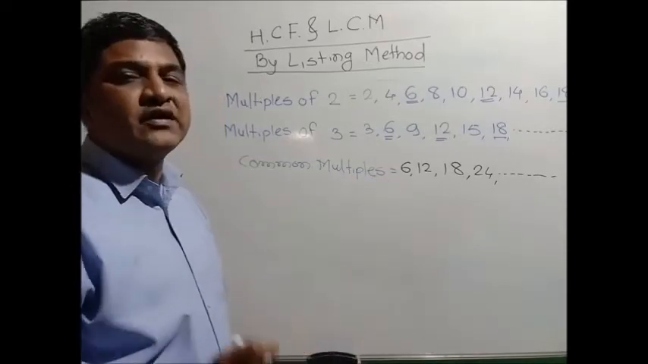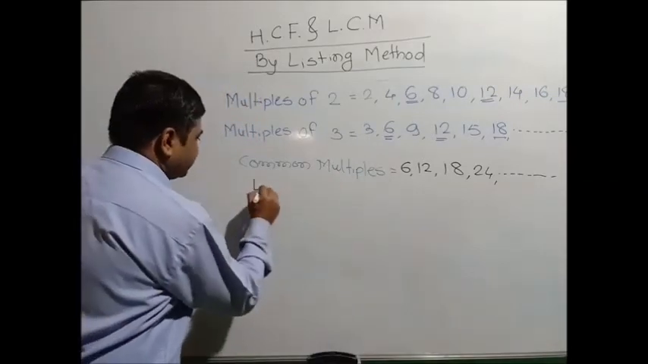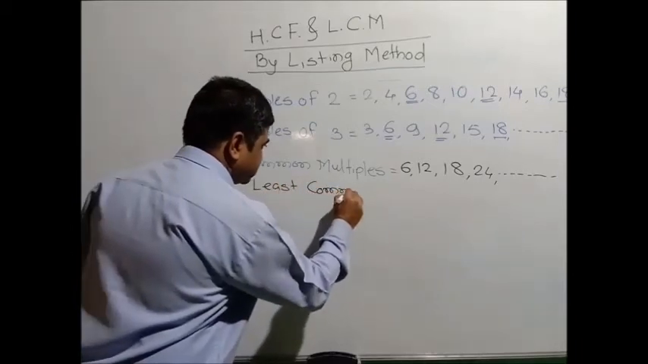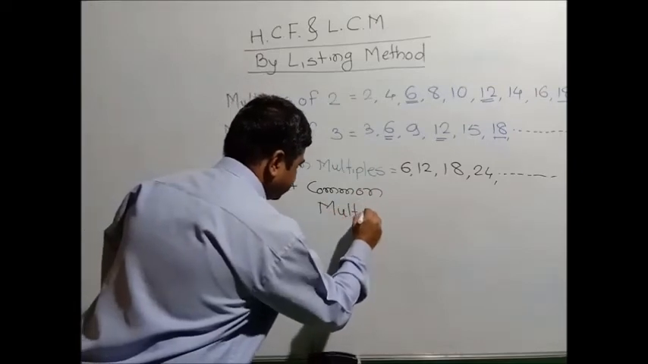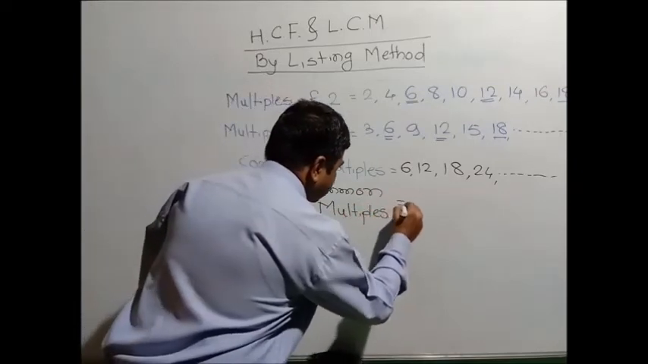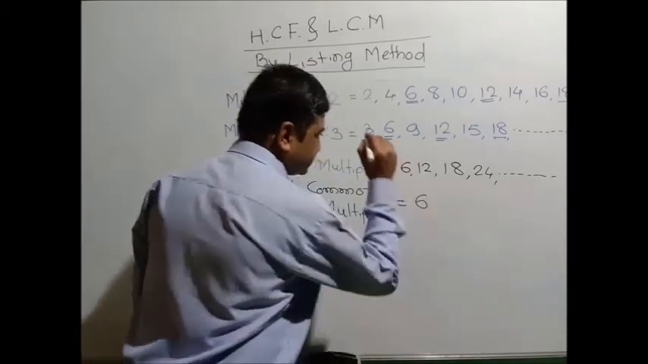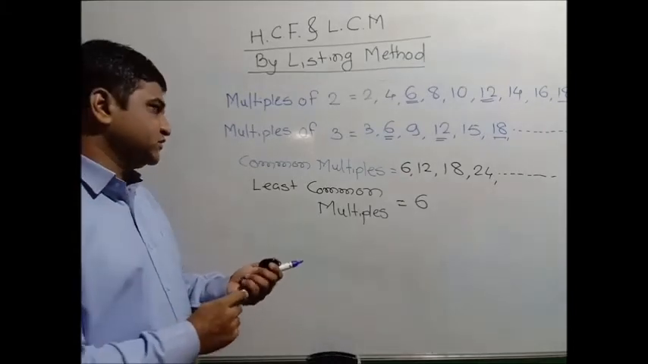If I said, find out the smallest multiple of these numbers, I will write it down as the least common multiple of these numbers. The least common multiple of these numbers will be 6.